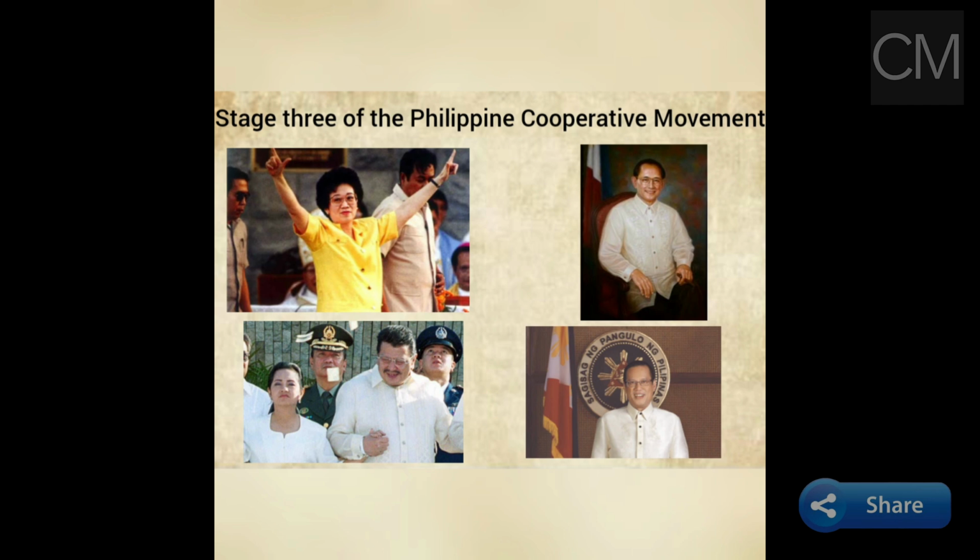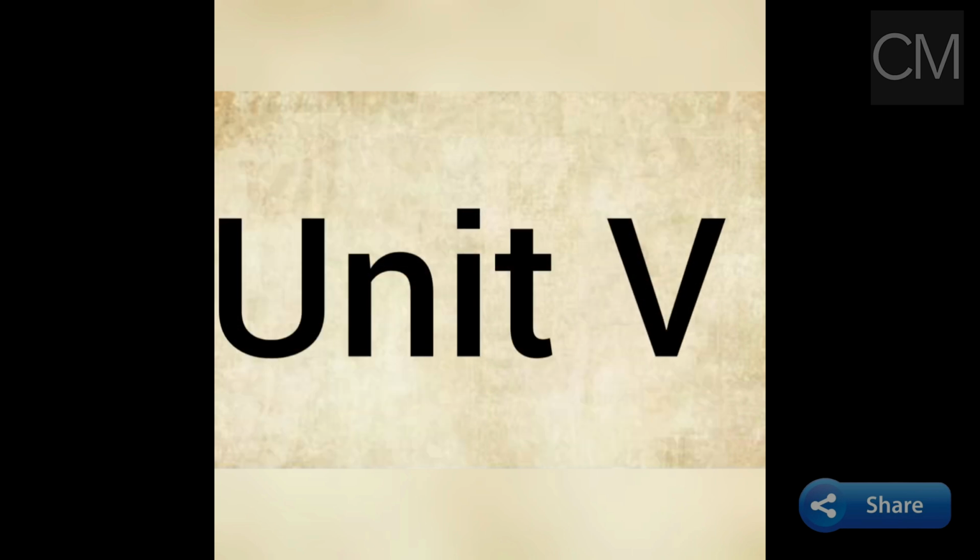Republic Act 9520 provides that electric cooperatives can convert themselves into stock cooperatives provided that these cooperatives register with the CDA. There have also been problems and prospects in the cooperative movement in the Philippines. Unit 5, Organization and Management of Cooperatives.